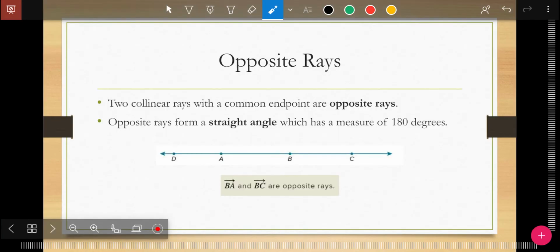Opposite rays, this is not as important here. The big thing is you need to know that they equal 180 degrees. Basically, it's saying a straight line equals 180 degrees. So that's the important thing to get into your notes here. Opposite rays just means that if we start here at B, BA and BC go in opposite directions, and so they form a line. But really, let's take away from this today that a straight line has 180 degrees in it.